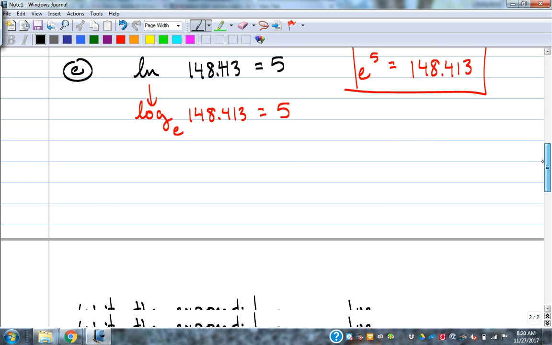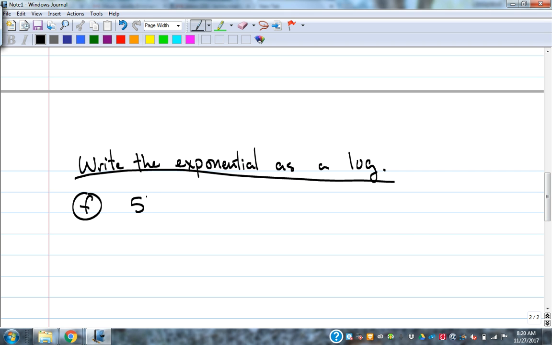What letter are we on here? F. So if we had 5 to the third power is 125. That's a true mathematical statement. If we're going to rewrite that as a logarithm, what base log do we have? 5. Log base 5. That's that 5 right there. Of 125 is equal to the exponent 3. A logarithm is an exponent. So the log should be equal to whatever the exponent is, because a logarithm is an exponent. So this logarithm is equal to the exponent.